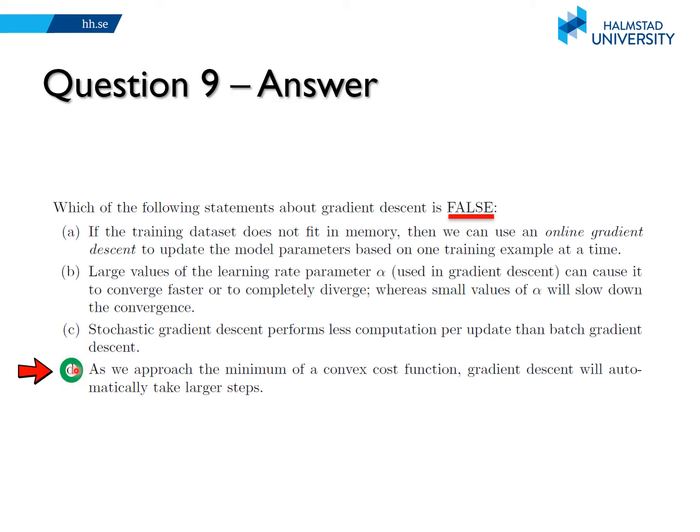The answer is D, so that's a false statement. Because as we approach the minimum of a convex cost function, gradient descent will automatically take smaller and smaller steps. Because as you get closer to the minimum, the derivative gets closer to zero, and so gradient descent will take smaller steps.